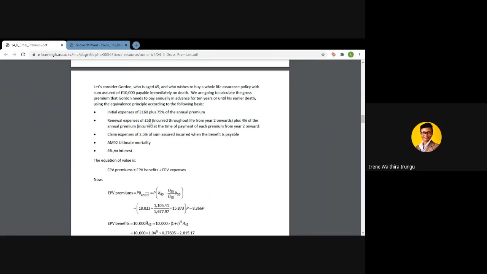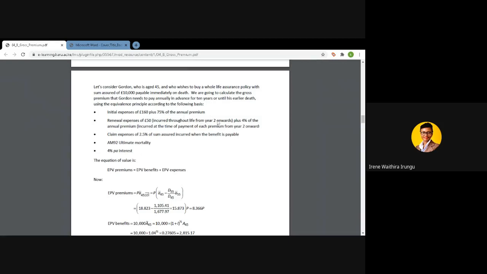And this renewal expense, as the name suggests, is going to be incurred periodically. Then in brackets, we are told that it is incurred throughout life from year 2 onwards. So this means that it is not payable within the first year. Therefore, we'll need to take care of that so that we can consider that this payment of 50 is being paid annually, but from year 2 onwards.